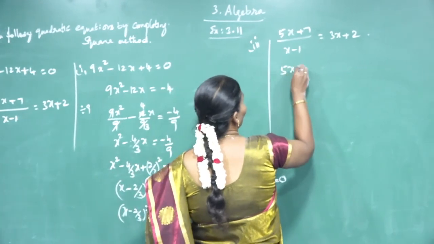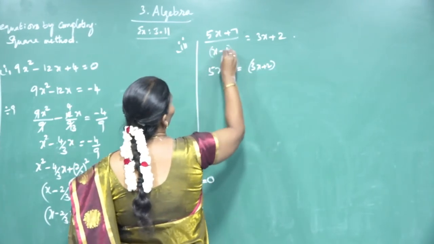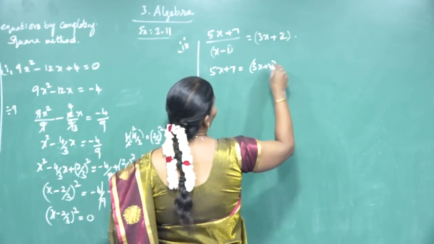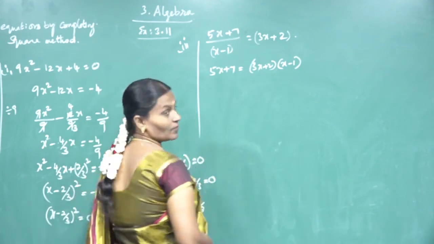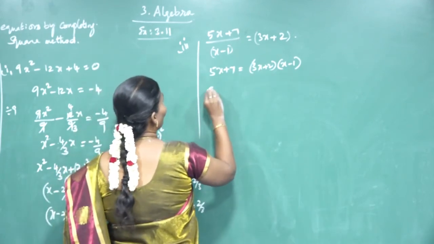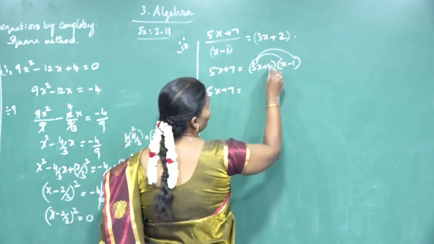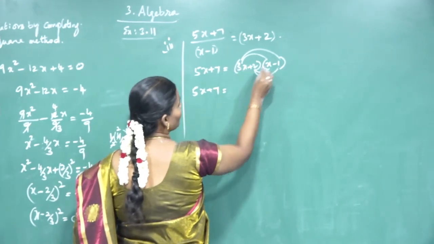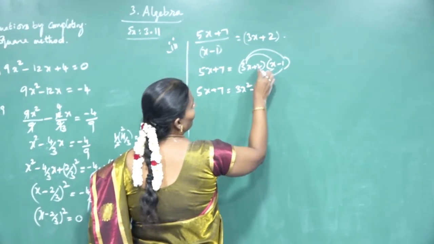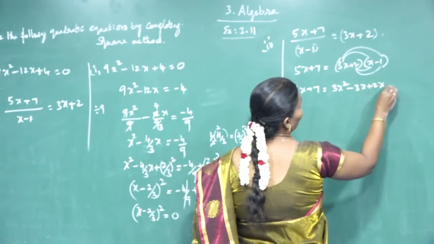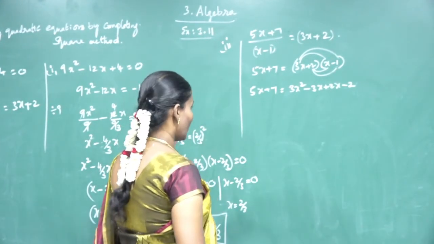So see, 5x plus 7 is equal to 3x plus 2 of this term, multiplying here on the right side. So 3x plus 2 of x minus 1. You do the binomial multiplication, you know already, isn't it? 3x into x, 3x square. Then 3x into minus 1, minus 3x. 2 into x, plus 2x. Then 2 into minus 1, minus 2. Am I correct, children? Okay.